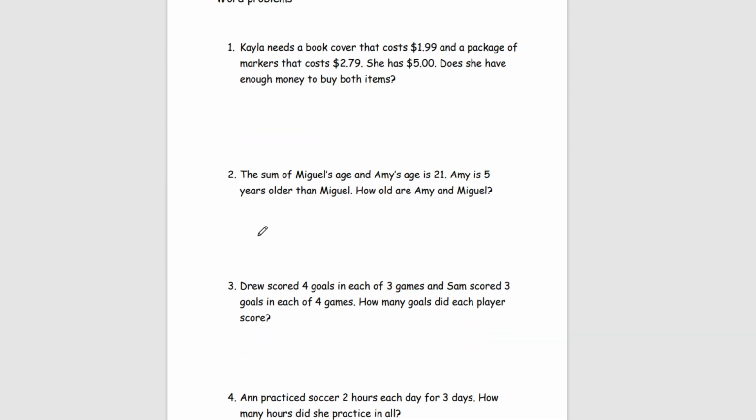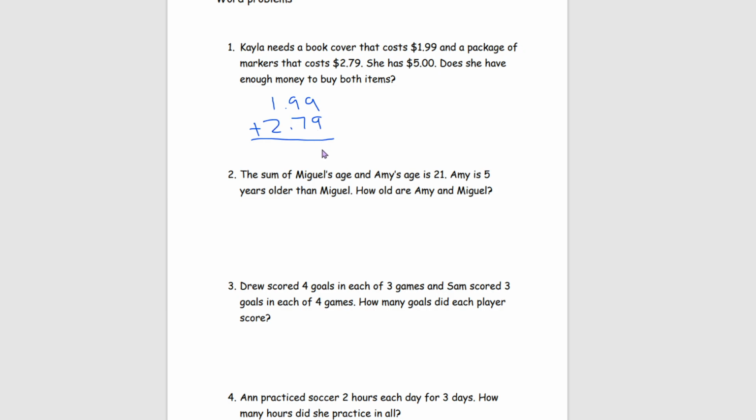And for our word problems, Kayla needs a book cover that costs $1.99 and a package of markers that costs $2.79. She has $5. Does she have enough money to buy both items? So the way we're going to figure out this problem is we have to see how much she needs in the first place. So we can do 1.99, which is how much the book cover costs, and 2.79, which is how much the markers cost. We can add these two up.